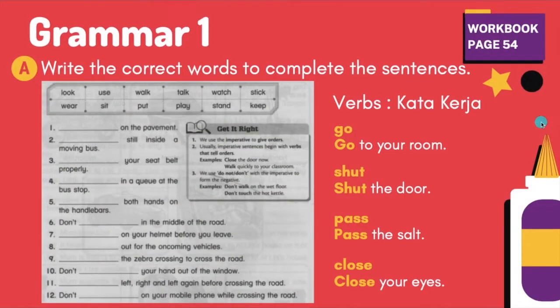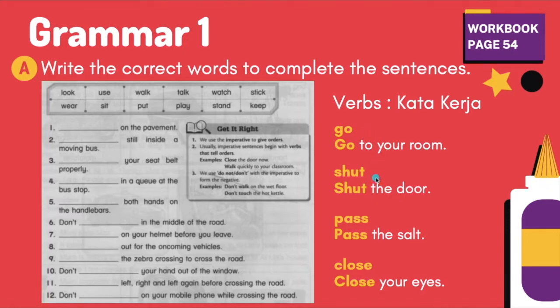Now, let's move on. Grammar 1. This time, I need you to look at your workbook, page 54. Look at Grammar 1, Activity A. Write the correct words to complete the sentences. First of all, before we start, let's look at some verbs. Verbs here means kata kerja. Okay, for example, the word go. Go means pergi.